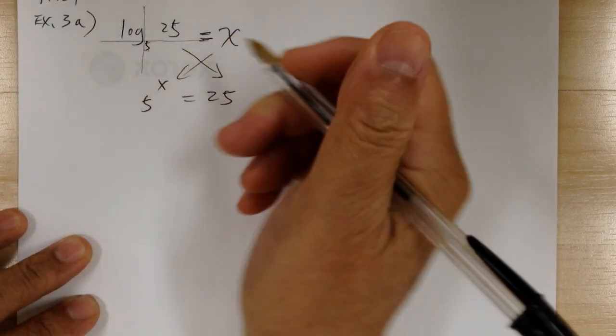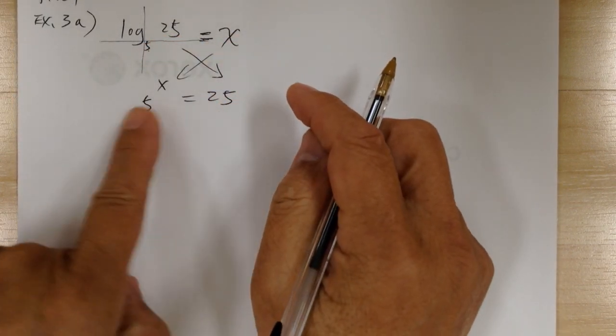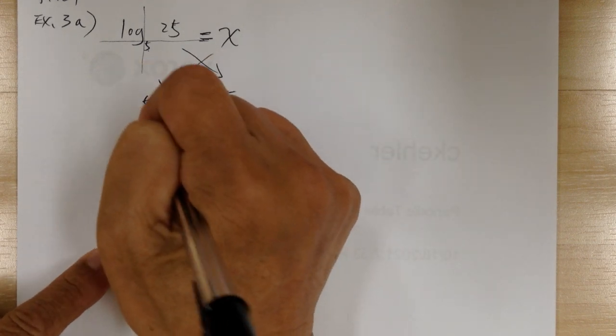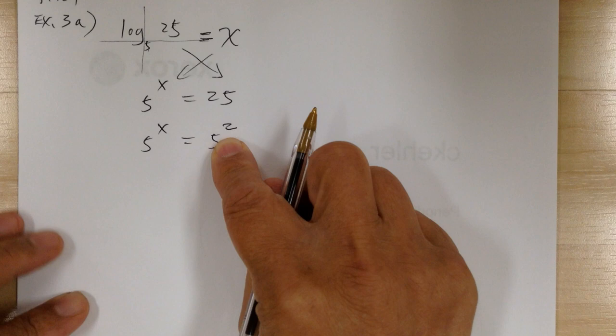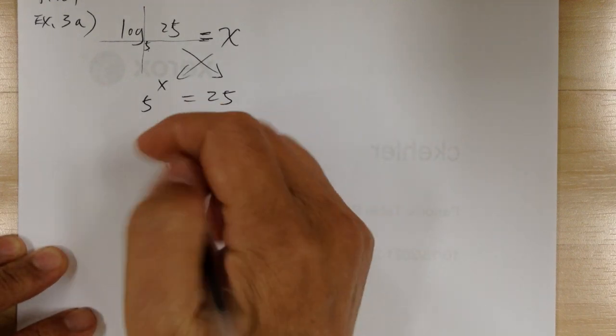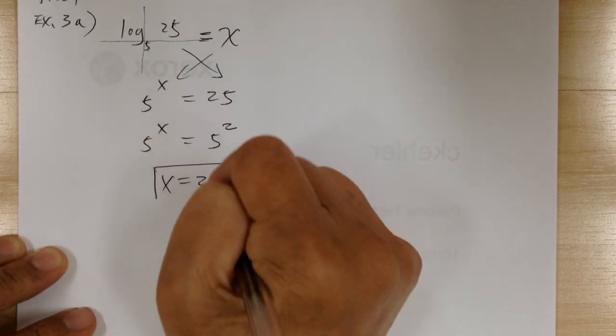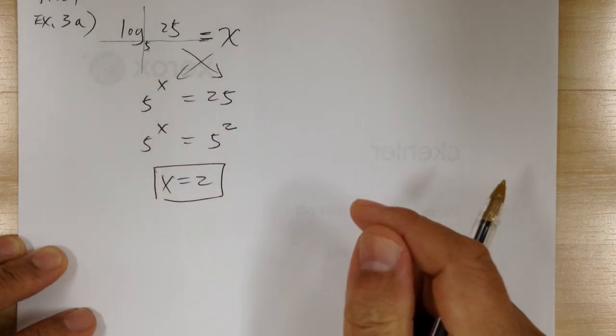Then after that, you're going to try to match up the two sides. So you have 5 to the x equal to 5 to the 2, right? 25 is 5 squared. And then from here, you can match it. You can see x equal to 2, and so this is equal to 2.